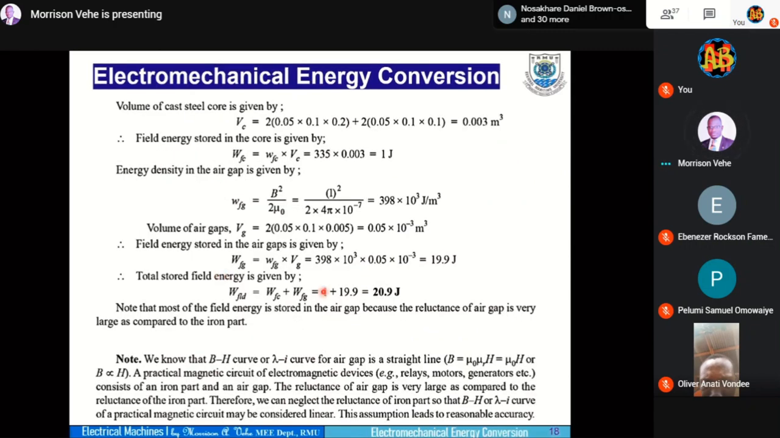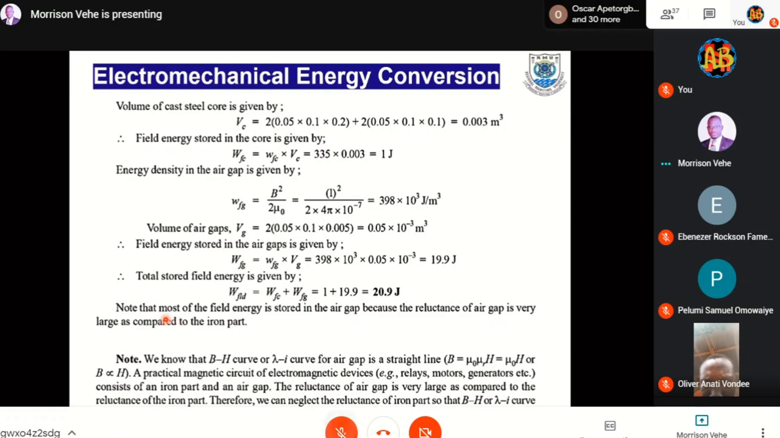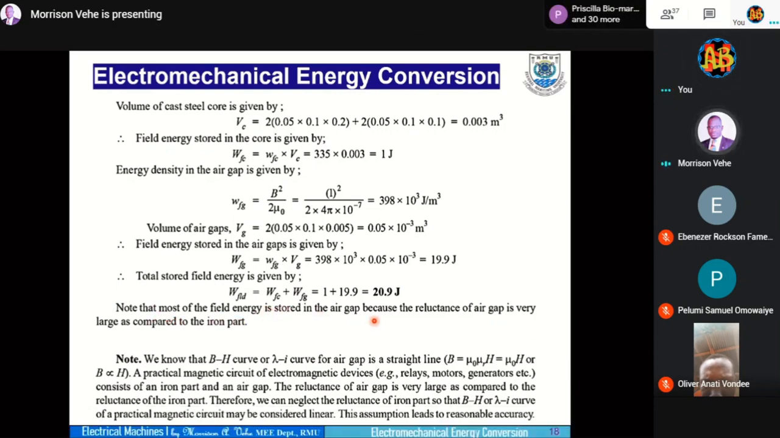So by the time we are through, we should be getting 20.9 joules, right? So that's most of the field energy stored in the air gap, because the reluctance of the air gap is very large as compared to the iron part, okay? Yeah, I think somebody wants to talk. Can you explain from the VC again?